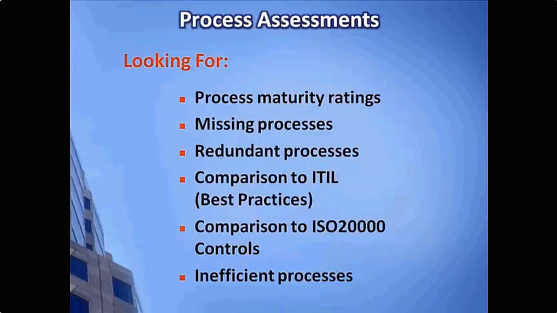These are typical areas that any assessor will start to look at. What's your process maturity rating, typically using a CMMI type scale from 0 to 5? Are there missing processes? Are there redundant processes? For example, maybe you have an incident management process, but you have a separate one for one IT department and another one for other IT departments. You may have a comparison to ITIL best practices or good practices now in version 3. You also may have a comparison to ISO 20000 controls.